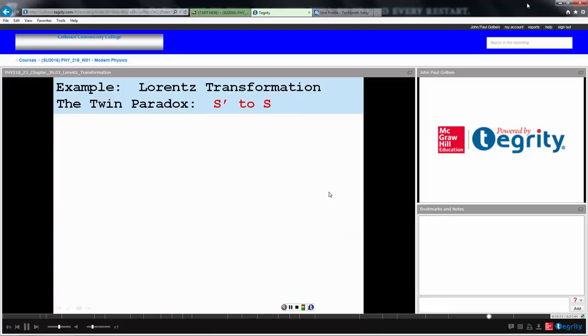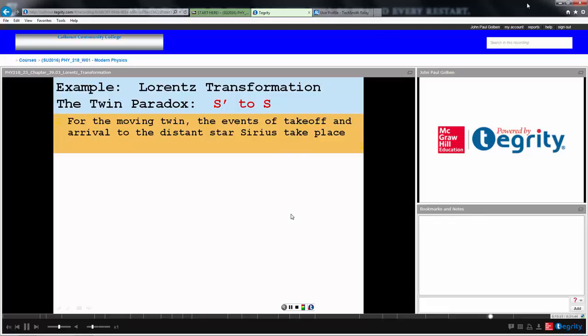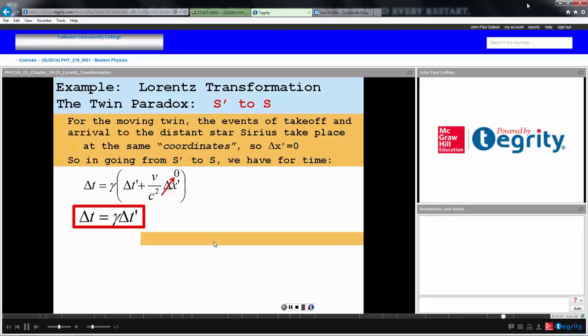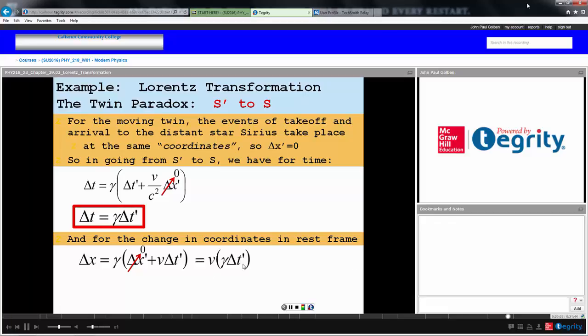Let's try the Lorentz transformation for the twin paradox. For the moving twin, the events of takeoff and arrival at the distant star Sirius take place at the same coordinates. So delta x prime is 0 for the main events. And going from this moving frame to the rest frame, we have our Lorentz transformation. Delta x prime is 0, so we simply have our time in the rest frame is equal to gamma times the time in the moving frame. In other words, it is time dilated. For the change of coordinates in the rest frame, since delta x prime is 0, we have gamma times v times delta t prime. Gamma times delta t prime, as we just saw, is delta t. So we have velocity times delta t, which is delta x. So this is what we expected. No problem there.